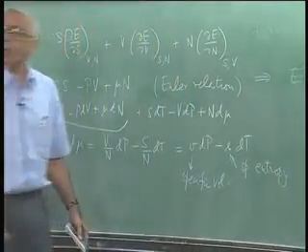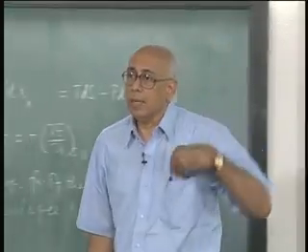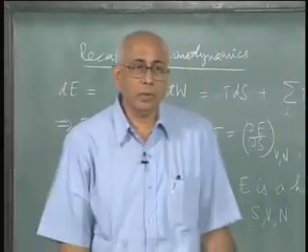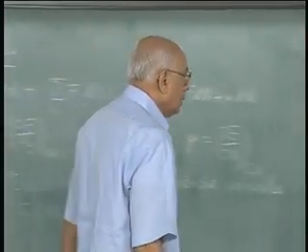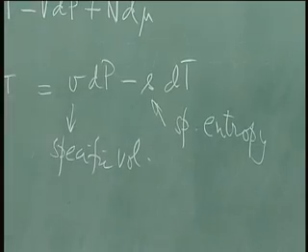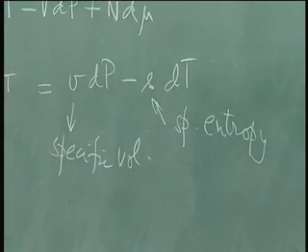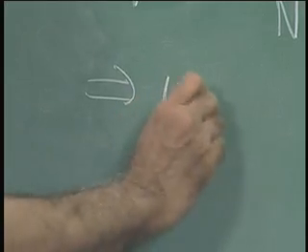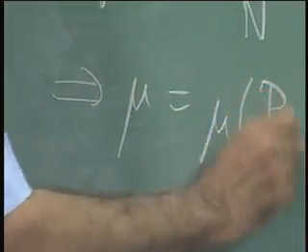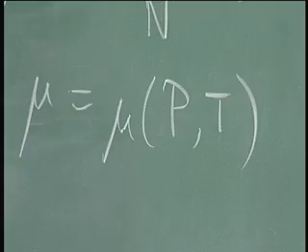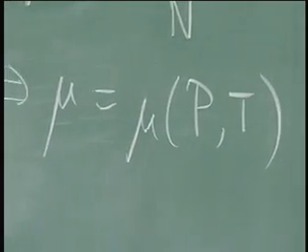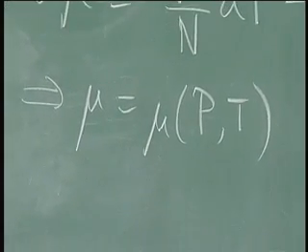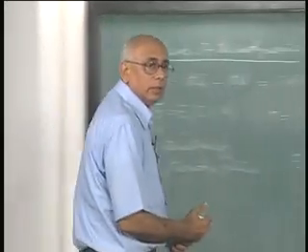The entropy per particle and the volume per particle are intensive quantities because you divide by the number of particles. And what does that relation tell you in its turn? It says that the chemical potential of a system of this kind is a function of its pressure and temperature alone, because d mu is a linear combination of dP and dT. So once you know the pressure and temperature, you know the chemical potential.